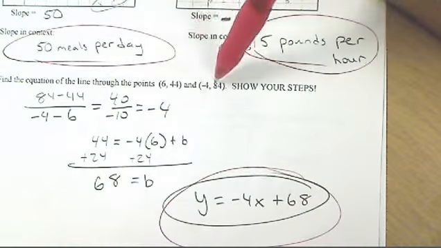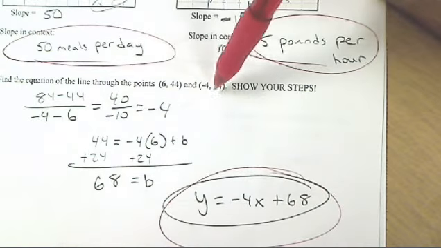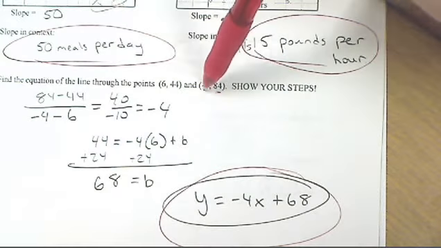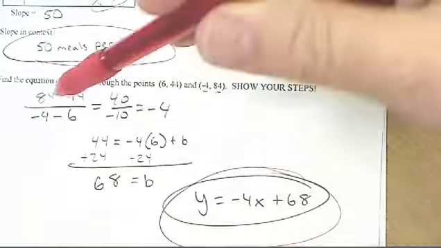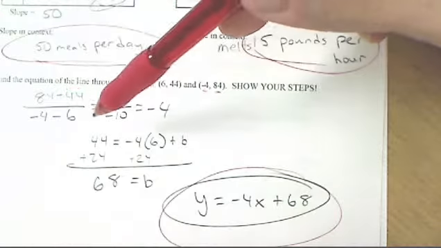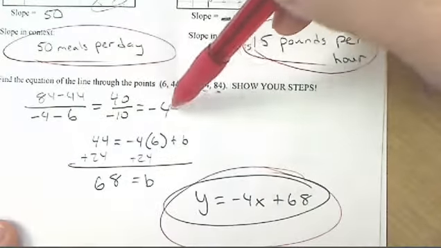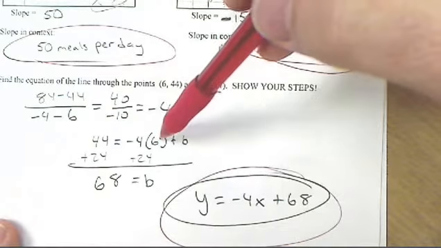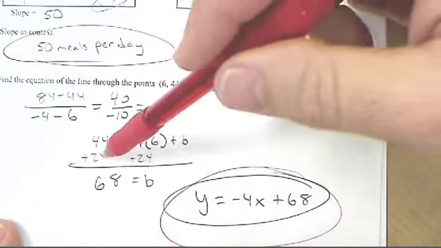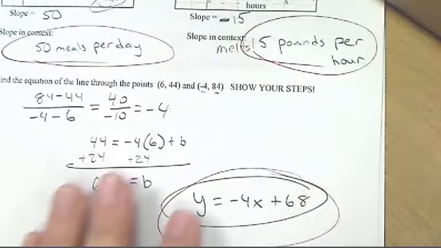My slope, you just subtract the y's. So I chose that one first. Then subtract 44. Then I have to choose this x first. Subtract the 6. So subtract the y's or subtract the 6's. Gives me my slope. And then, since that's a negative 24, I added 24 to get rid of it. So that's how I got the 68.